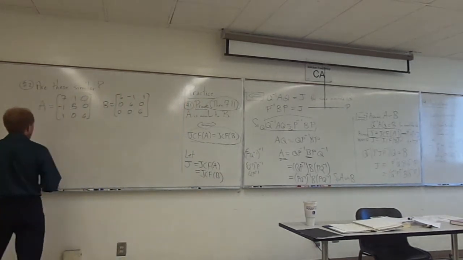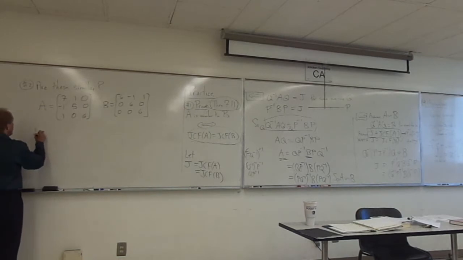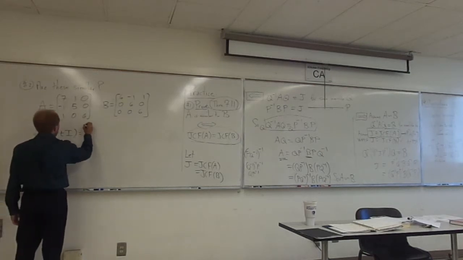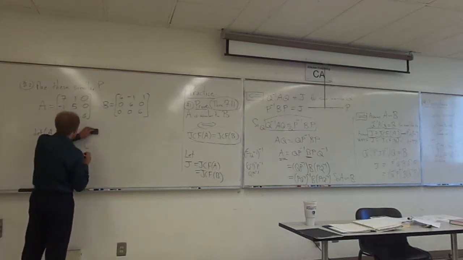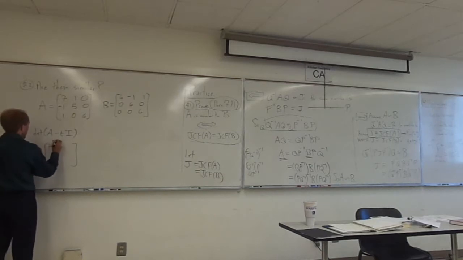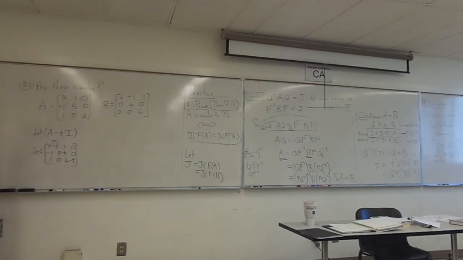So I'm going to do this fairly quickly, the tedious technical part. We need to do the determinant of A minus tI, right? And that's just going to be the determinant of the matrix 7 minus t, 1, 0; negative 1, 5 minus t, 0; and 1, 0, and 6 minus t.